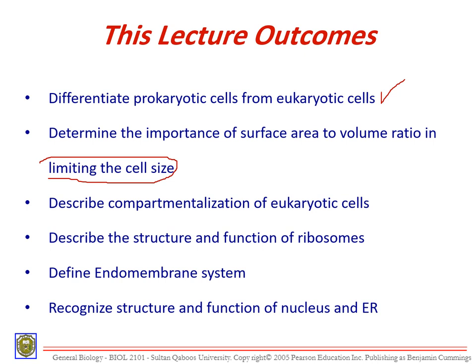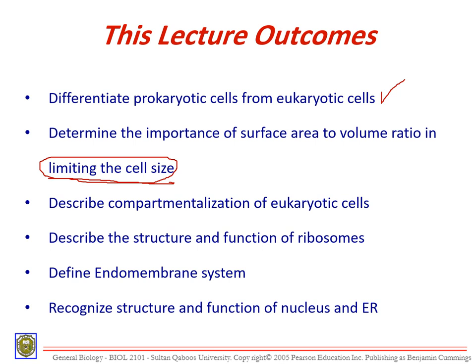Why is it important to have a limit on the size of the cell? Why can't our cells be very, very big, or very, very small? Why is there an upper limit and a lower limit for cells? The answer is related to the function of the cell, and we'll use, inshallah, a few slides to highlight the importance of having a limit to the size of the cell.